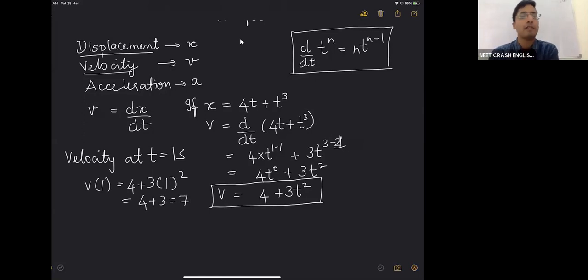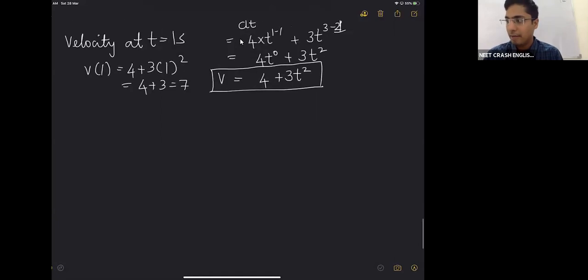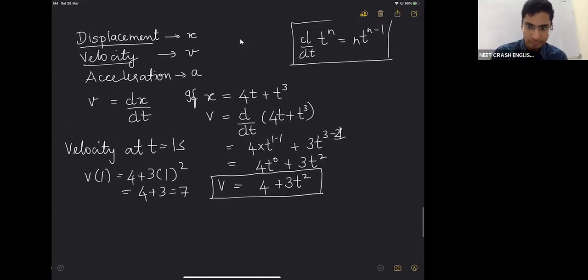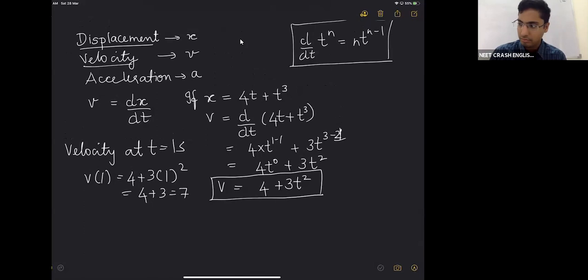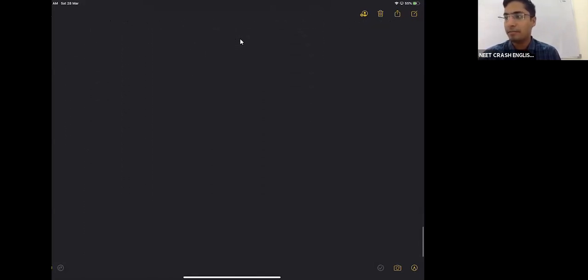So these type of questions are also frequently asked, where you're given an expression for x, 4t plus t cube, or some similar expression. From that x, you can find out an expression for v, and from there you can find out the velocity at different instances. Okay, so let us do a quick question based on this. Again, I'm going to give you some time to note this down. All right. Notes are anyway going to be available.